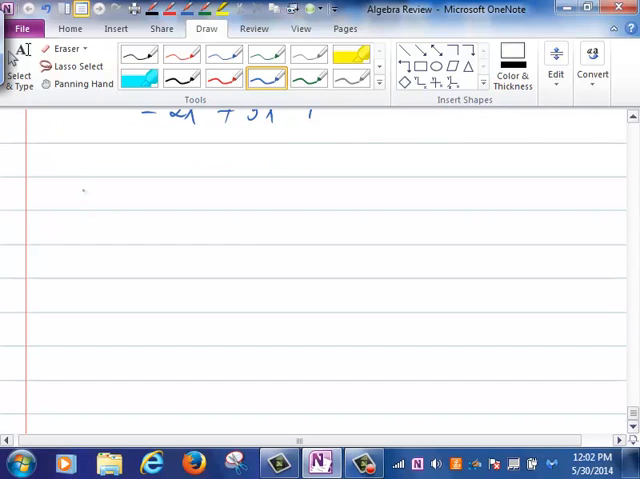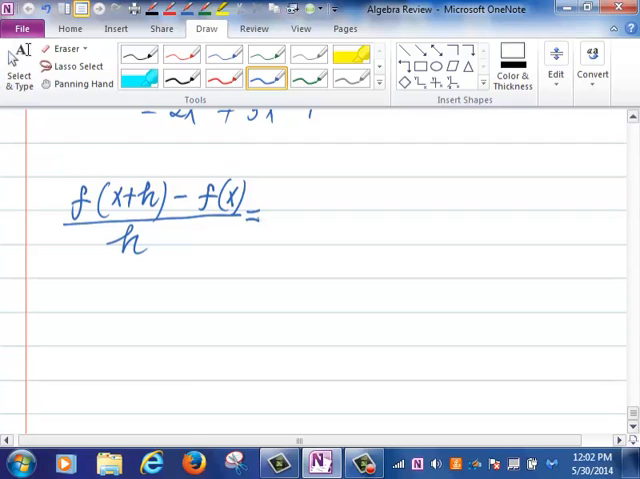Okay, a little bit different now. Let's say I want to know what is f of x plus h minus f of x, divided by h. Let's say I want to know the value of this ratio. Let's see what that is. What is f of x plus h? Well, you have the f of x in front of you, right? What should I do? I replace x by x plus h, right?